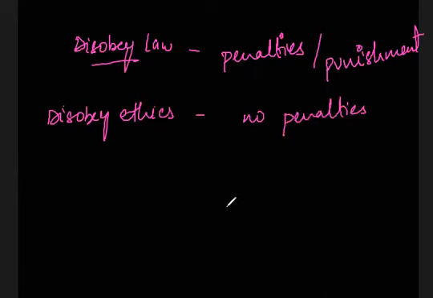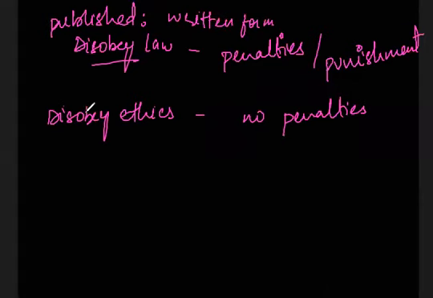Coming back to the law, it needs to be published. What is this law based upon? You've got criminal laws, different types of law. This law is going to be published, that is, it is in written form. Whereas ethics are not normally written.